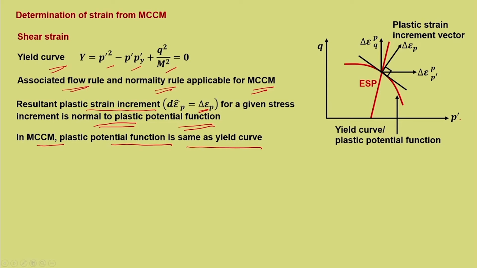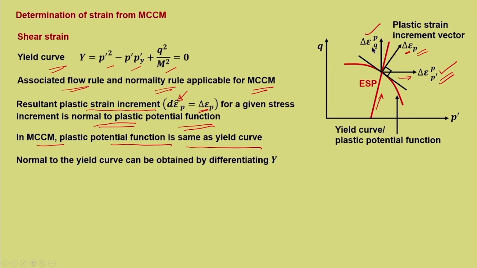So, here in q-p', this is what we have already seen. This is the ESP, this is the yield curve, the same as the plastic potential function. This is the direction which is normal to the curve at this particular point of contact, delta epsilon^p, which is the plastic strain increment vector. We have used this particular symbol initially, which is considered the same as delta epsilon^p. Now, here you have the component delta epsilon_v'^p, which we have already determined in the previous slide. We are left with delta epsilon_q^p, which is the plastic component of deviatoric strain, and we do not know it. So, our next task is to find out what delta epsilon_q^p is.